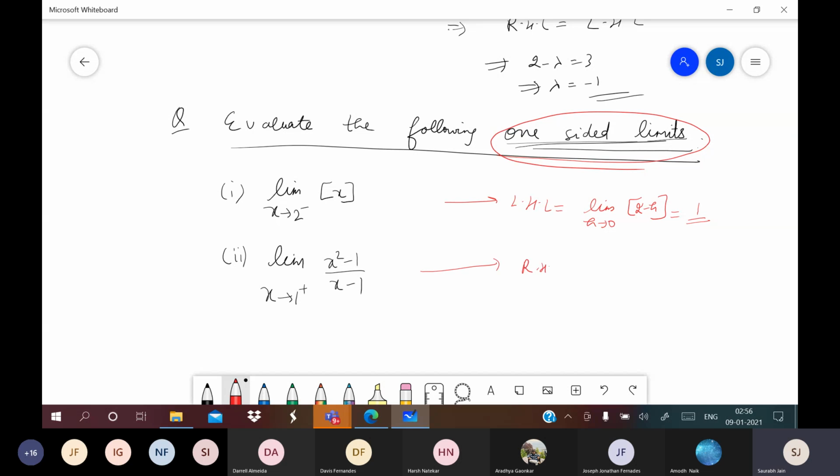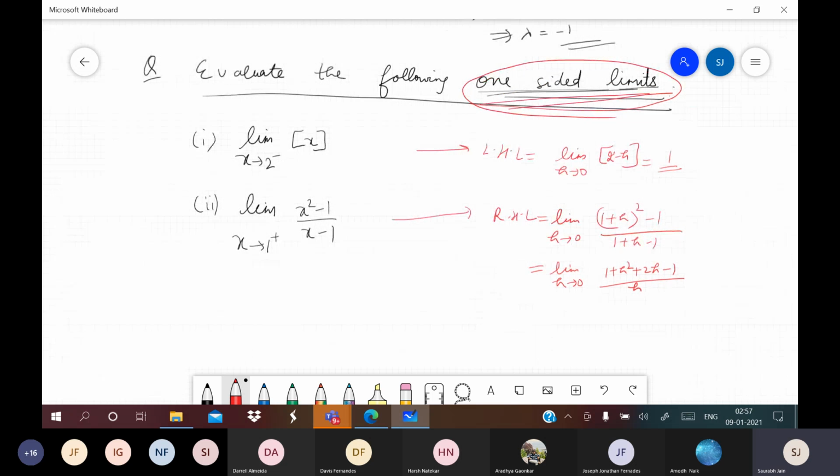Similarly, in the next question, you are required to find only RHL, just RHL. So you put h as tending to 0 and replace x by 1 plus h, right? Solve this. So I gave you this question so that you do not get confused in the exam, okay. They want you to find just one-sided limit, so that is good for you, okay. Lesser calculation. Then you can take h common from here. Okay, this gets cancelled. Value is going to be 2. Simple.